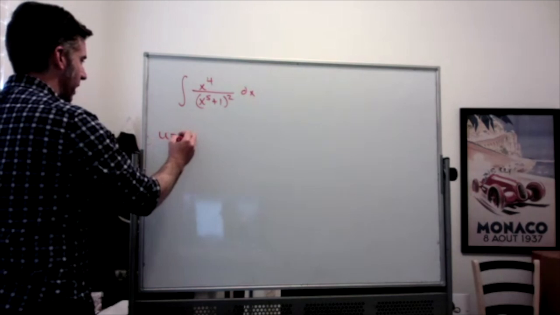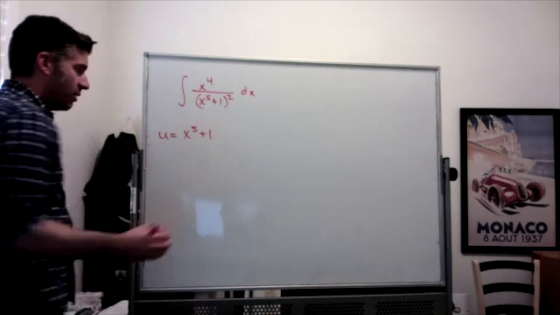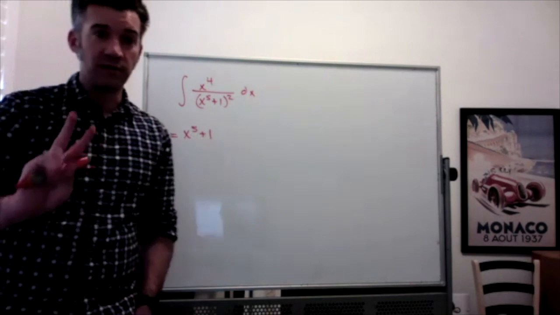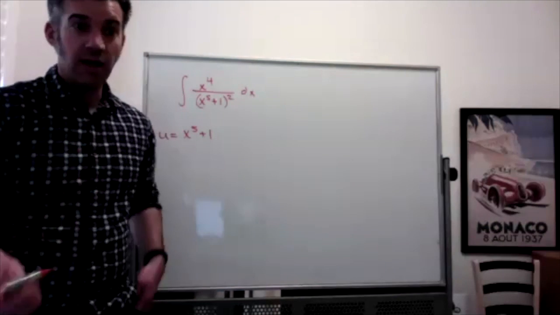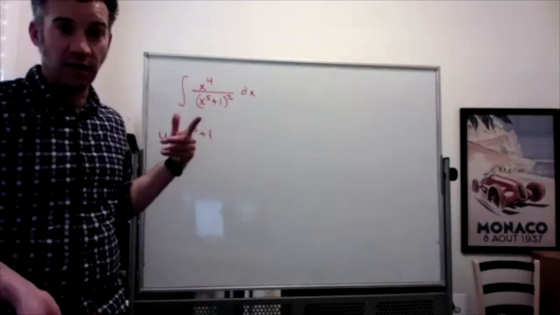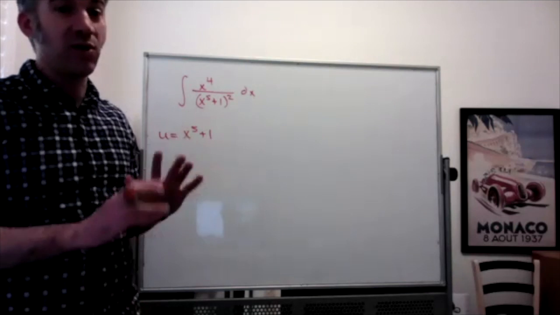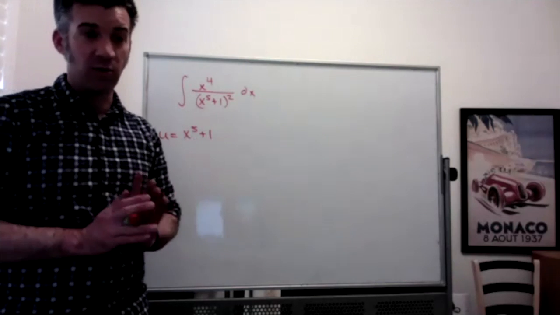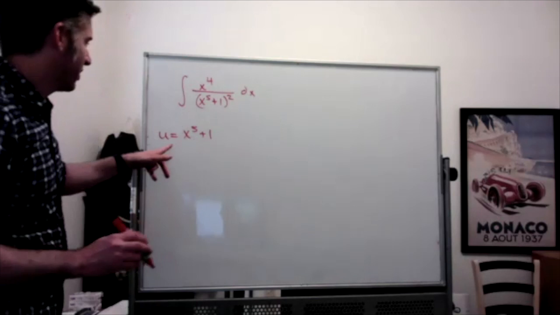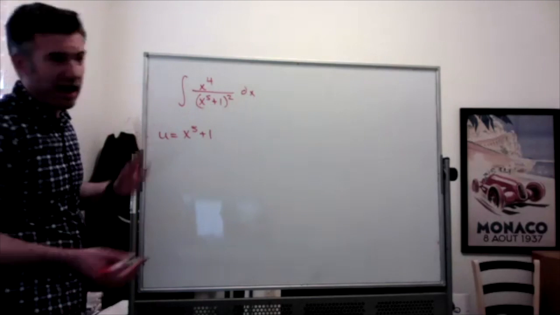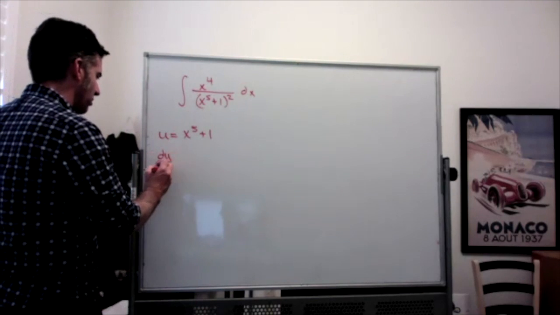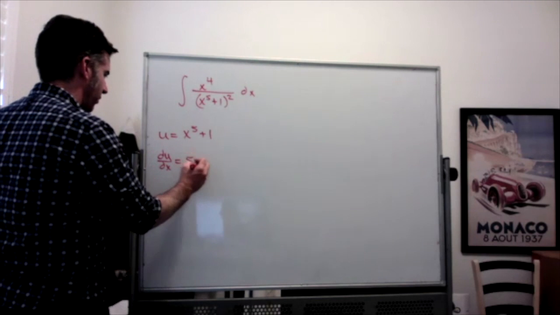U should probably be x to the 5th plus 1. And there are two good reasons for this. Reason one, which I just said, its derivative is also in there, or a multiple. We don't care if you're off by a constant multiple, we can always fix that. So is the derivative of x to the 5th plus 1 in there? Yeah, the derivative of x to the 5th plus 1 is just 5x to the 4th.